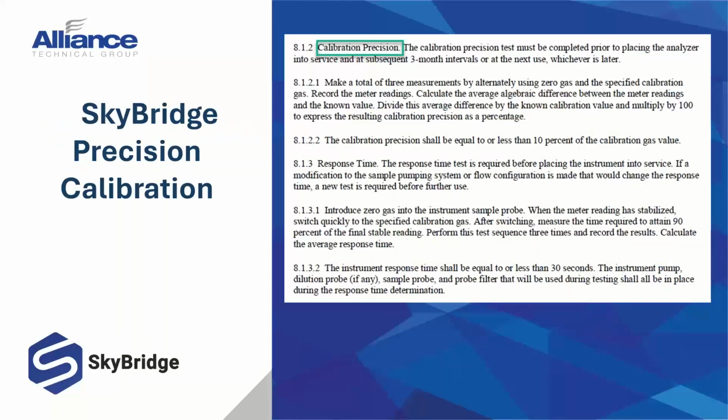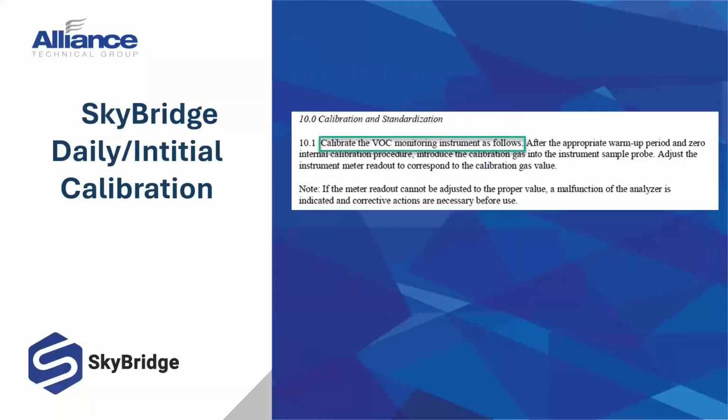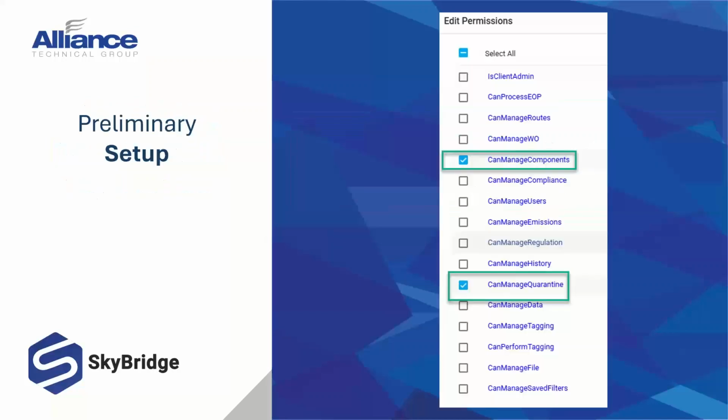The reason why we do this is, of course, Method 21. EPA Method 21 instructions tell you how to do the precision and also the daily calibration. It also requires you to do that. So that's why we do what we do, because of Method 21.